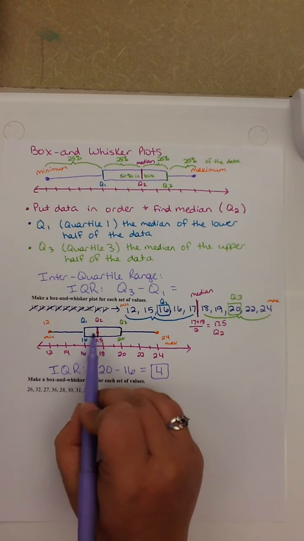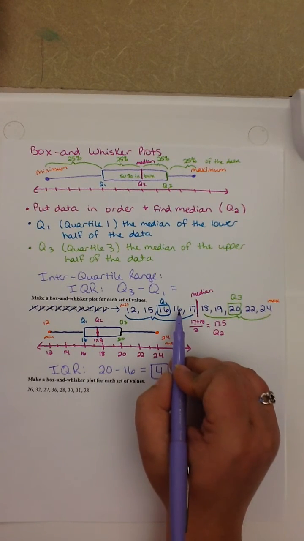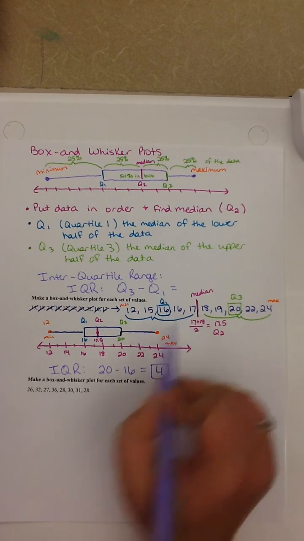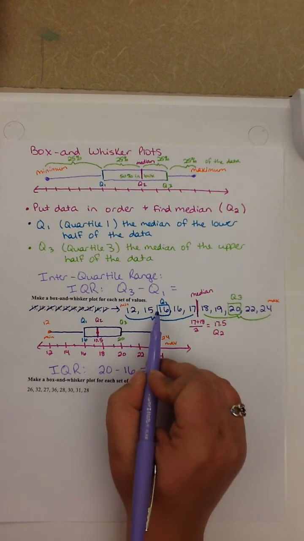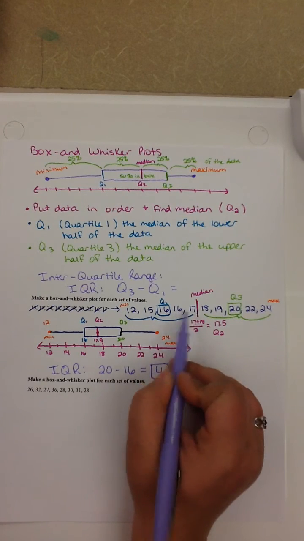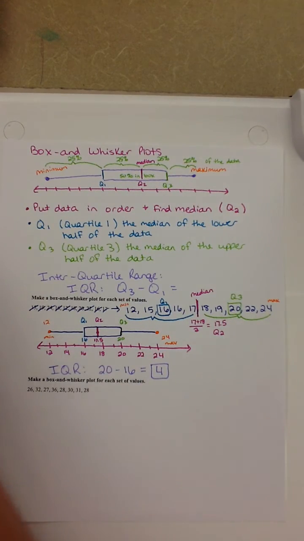So notice, see how this is the smallest chunk right here? And if you look, it's got 16, 16, and 17 in it. So aren't those numbers all pretty close together? As opposed to this one, which goes from 12 to 16 and has a further spread. They're 4 apart, where 16 and 17 are only 1 apart, so that's why this whisker is longer than this chunk of box.